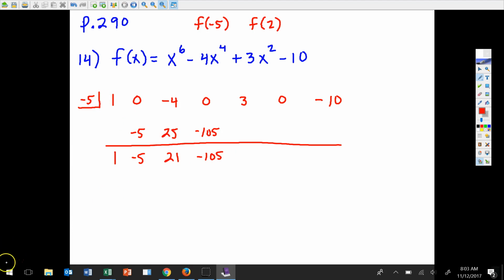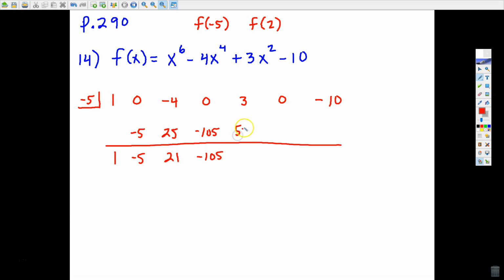multiply, that's 525, add, 528, multiply again, that's -2640, add, multiply again, -2640 times -5, that's 13,200, and then when you add, you have 13,190. So the answer to f of -5 is 13,190.